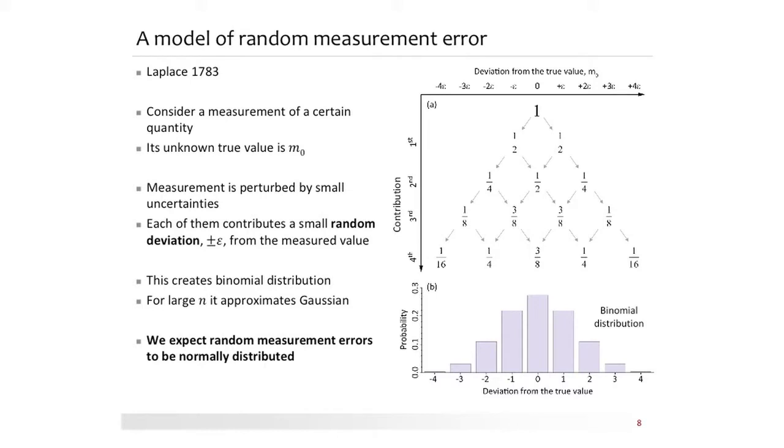So in real life, there are lots of these little perturbations to your measurement. What you get at the end, the final result, is a random variable with a distribution which is roughly Gaussian, or normal. So you expect random measurement errors to be normally distributed just from this simple model.